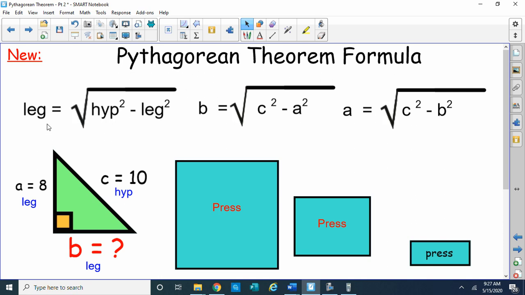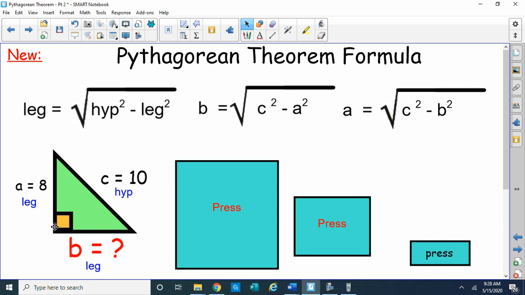So let's take a look at the formulas. Leg is equal to the square root of the hypotenuse squared minus the leg squared. Or if you're looking for leg B, that's equal to the square root of C squared minus A squared. Or if you're looking for leg A, that's equal to the square root of C squared minus B squared. So what are we looking for? We're looking for a leg, and it doesn't matter if you use A or B as the leg, because the legs are arbitrarily equal to each other.